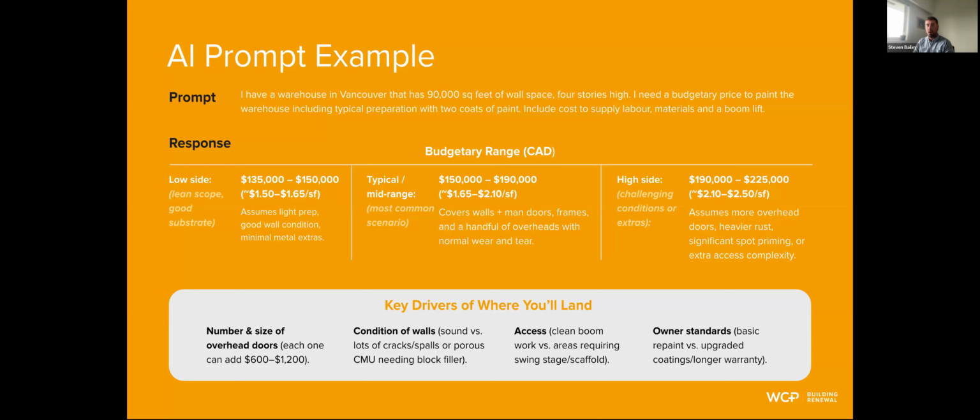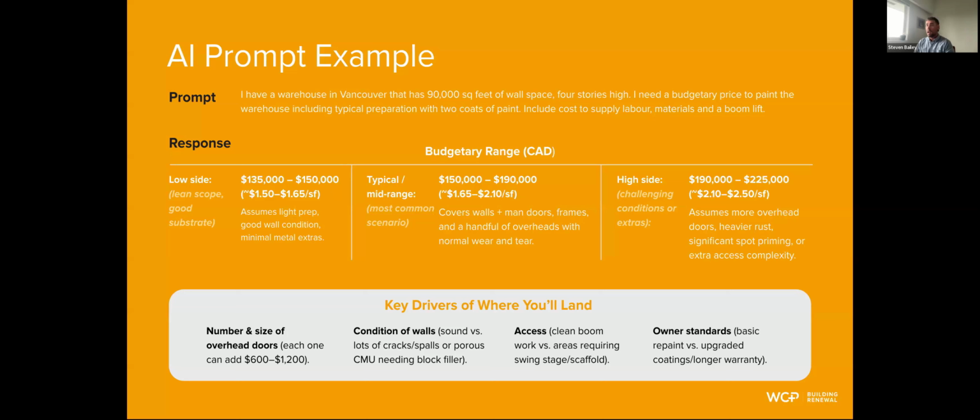The thing with AI prompts is, once you've entered it in, if it's giving you a response you're not satisfied with, you can always go back and prompt it further. The more detail you provide, the more specific you get, the more tailored an answer you're going to find. But based on this prompt, these were the responses that we got. We had a budgetary range on the low side, a typical mid-range, and then another one that's on the high side.